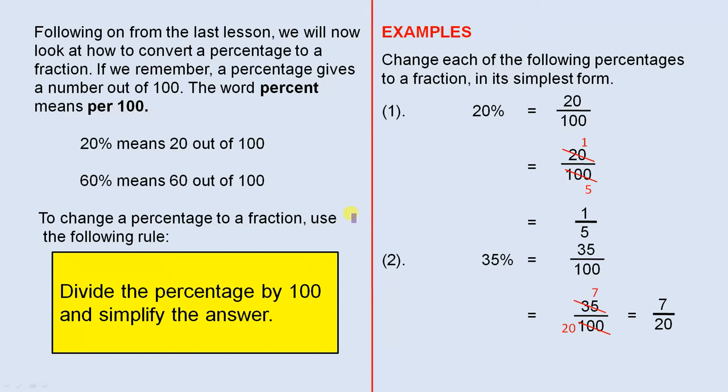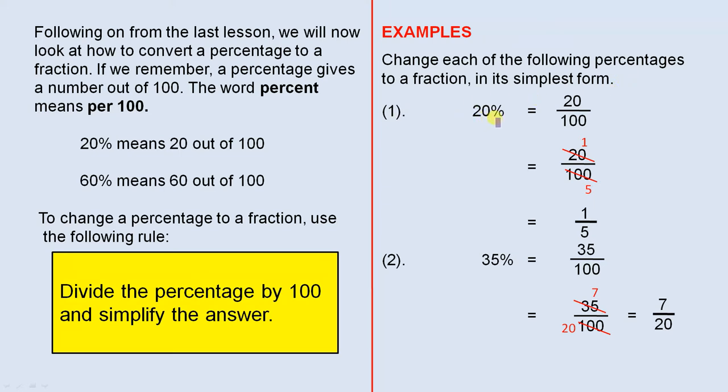To change a percentage to a fraction, use the following rule. Divide the percentage by 100 and simplify the answer. Let's look at some examples. Change each of the following percentages to a fraction in its simplest form.